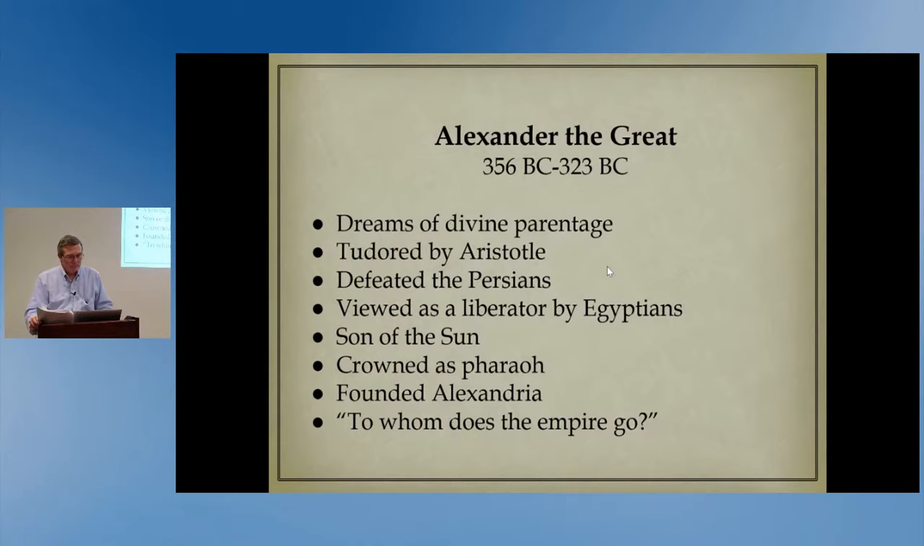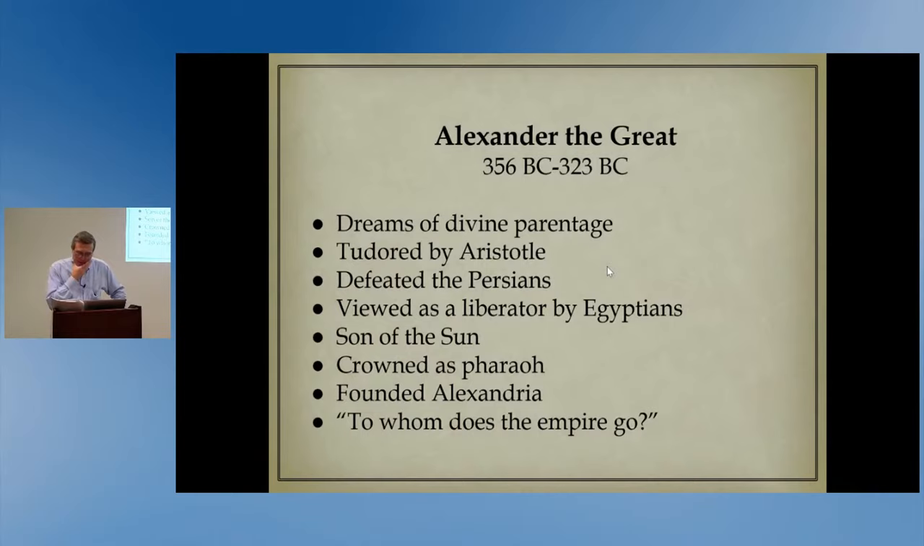Alexander dies young, right? He pushes all the way out to India. His troops are getting bored. He starts coming back. He catches a fever. He's going to die. And he's in about Babylon, where they just know he's going to die. And they ask him, who does the kingdom go to? And he tells them that the empire will go to the fittest.